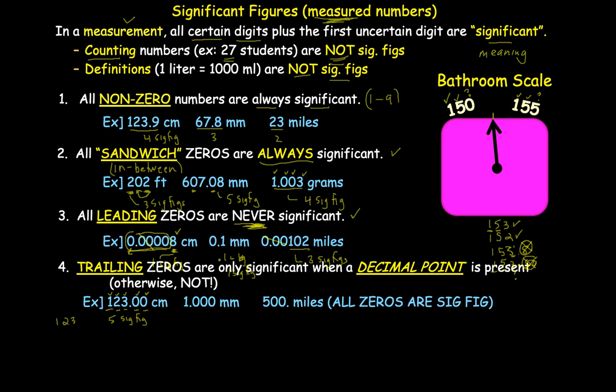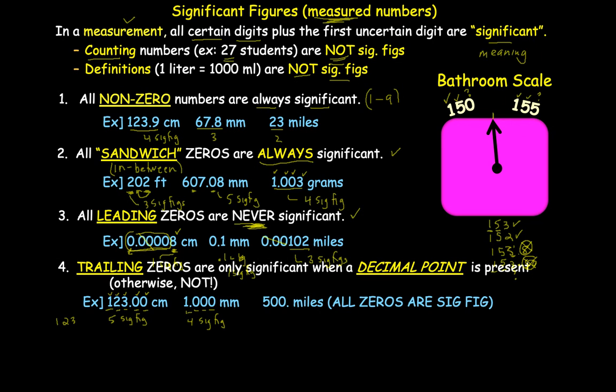What's the difference between 1 millimeter and 1.000 millimeters? Numerically, nothing. But what's different about the measurement is that someone decided to confirm the fact that the measurement is 0 here. So these are measured numbers. This would have 4 sig figs because of the decimal point.